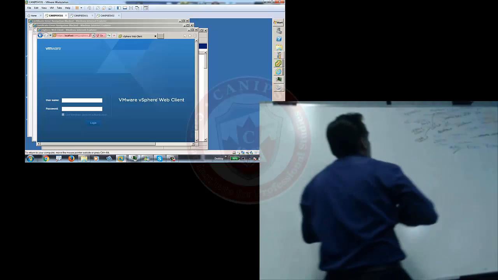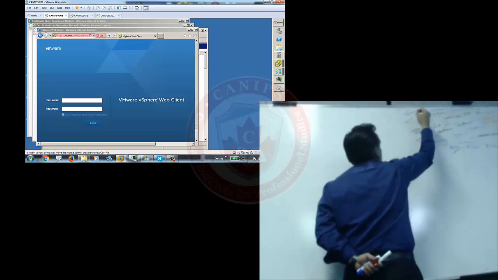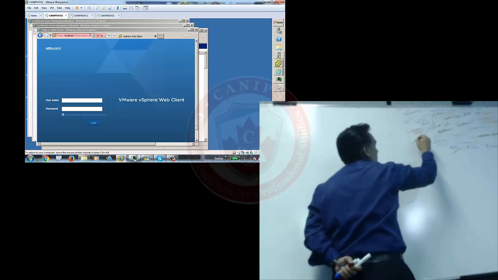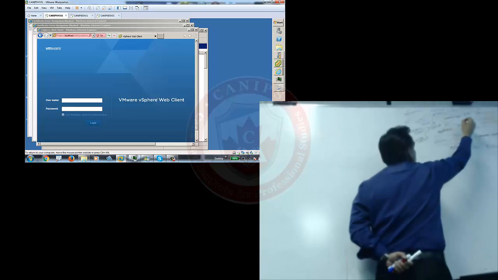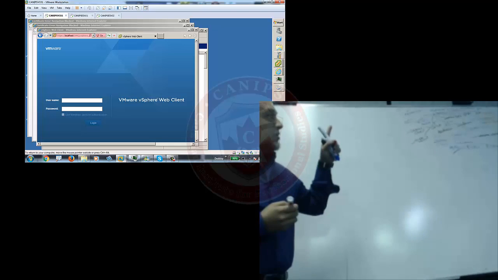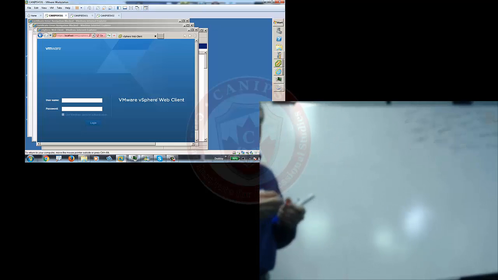So far, we know what is hypervisor, what is OS, what is ESXi host, what is vSphere client, what is legacy client, what is web client, what is vCenter, appliance, web. And now we have reached networking. We haven't started vMotion, DRS, and all these advanced topics. Before that, we started with networking.